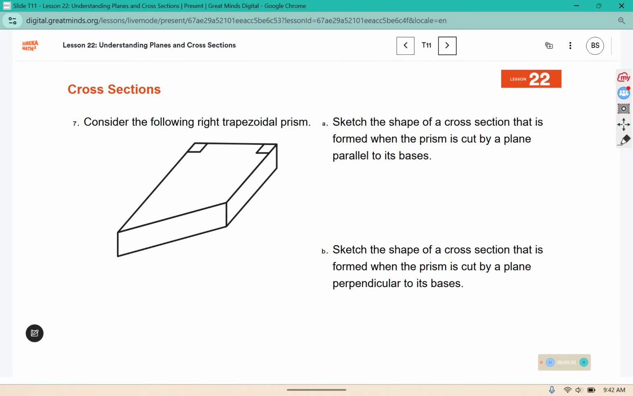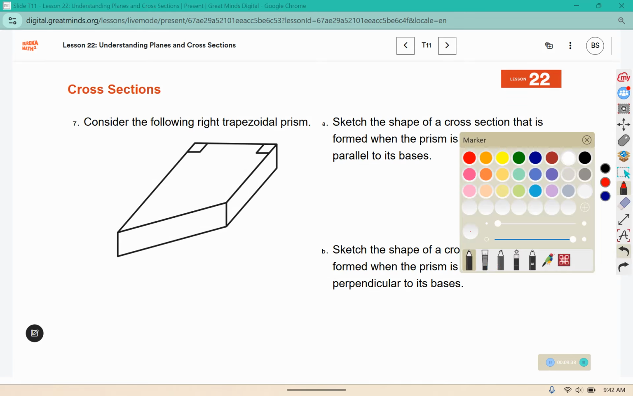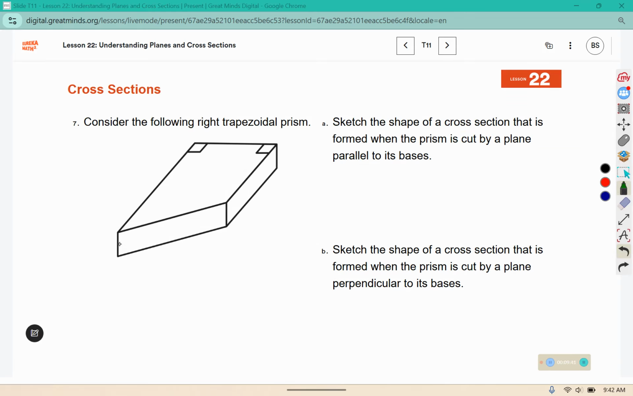Consider the following right trapezoidal prism. Sketch the shape of the cross section that is formed when it's cut parallel to its bases. So we're going to go parallel to the bases, and it's going to create the same trapezoidal shape.